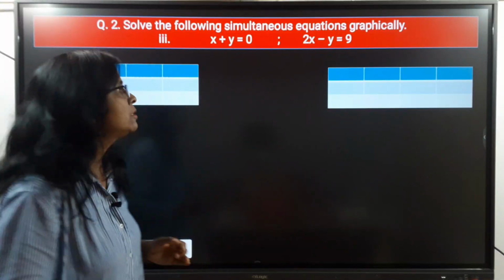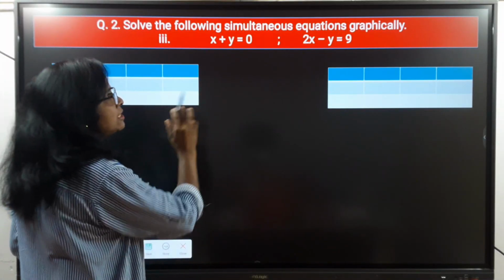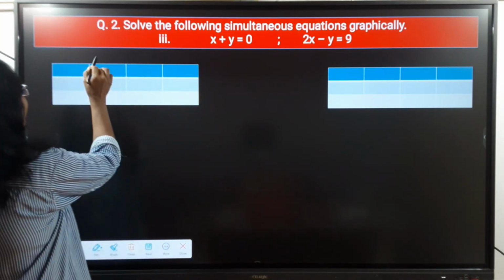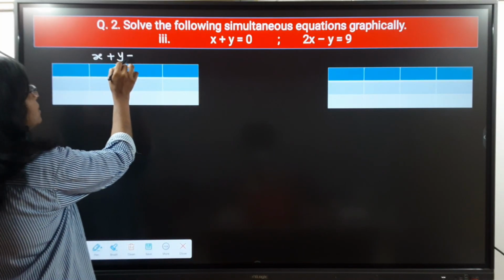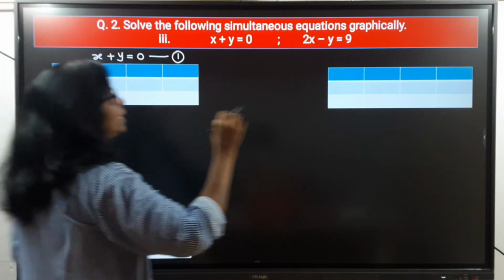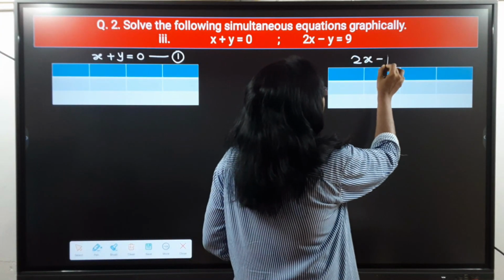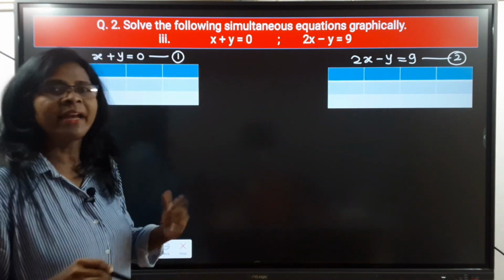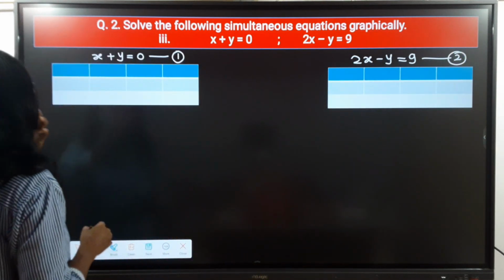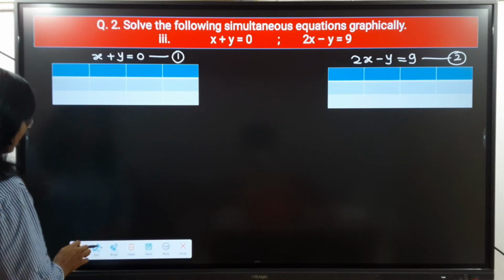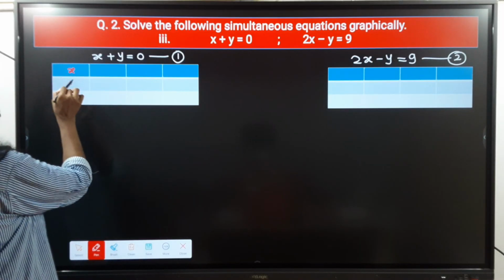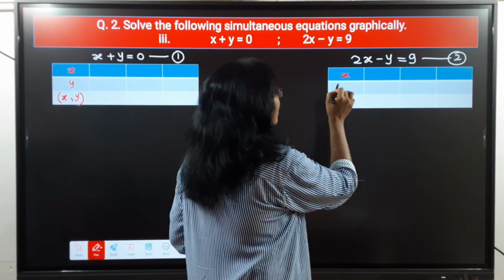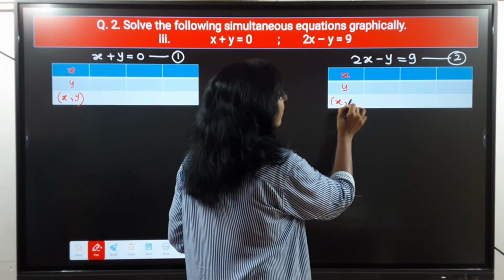Next example, students: x plus y is equal to 0. This is the first equation, and 2x minus y is equal to 9. So now first I write down the first equation, x plus y is equal to 0, and call it the first equation. Then the second equation, 2x minus y is equal to 9, call it the second equation. Now we are finding the values for the x and y variables here, students. So first I write down x, y and the coordinates x, y. Here also, students, for this equation, x, y and the coordinates of x, y.